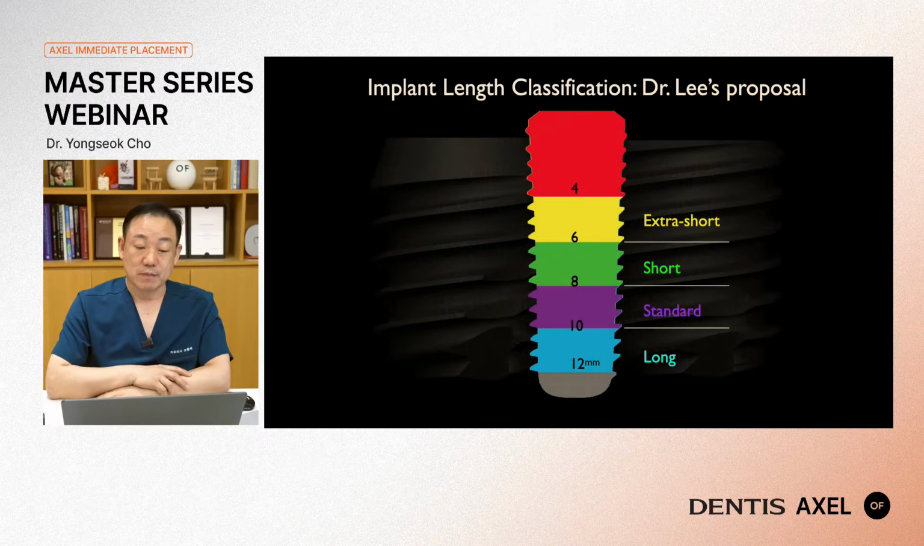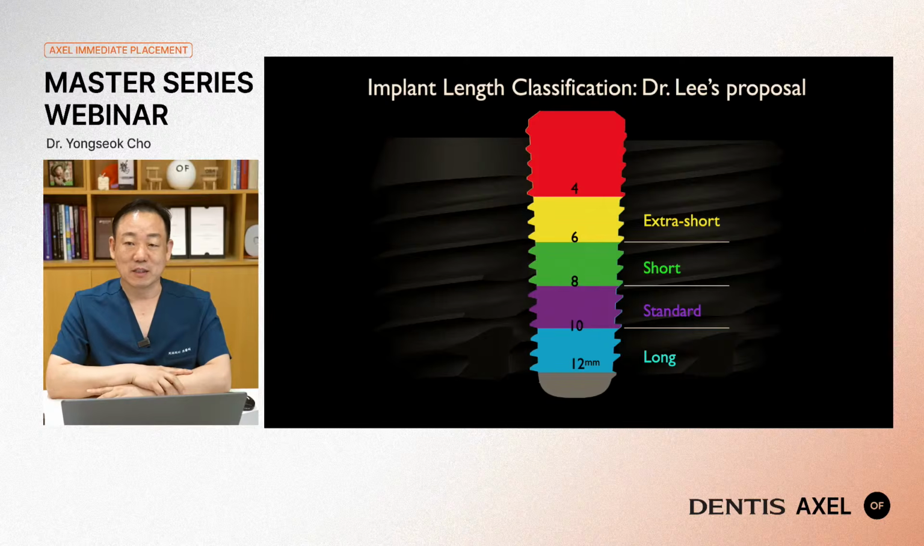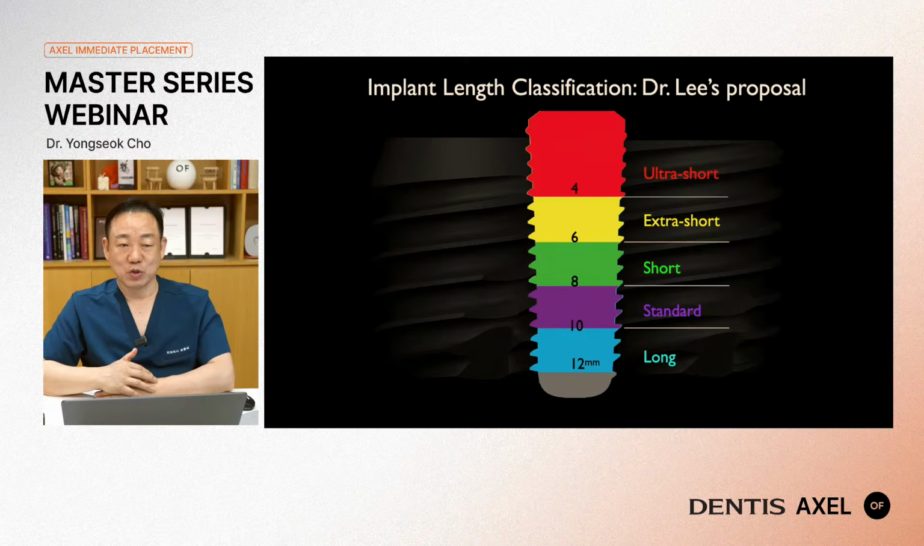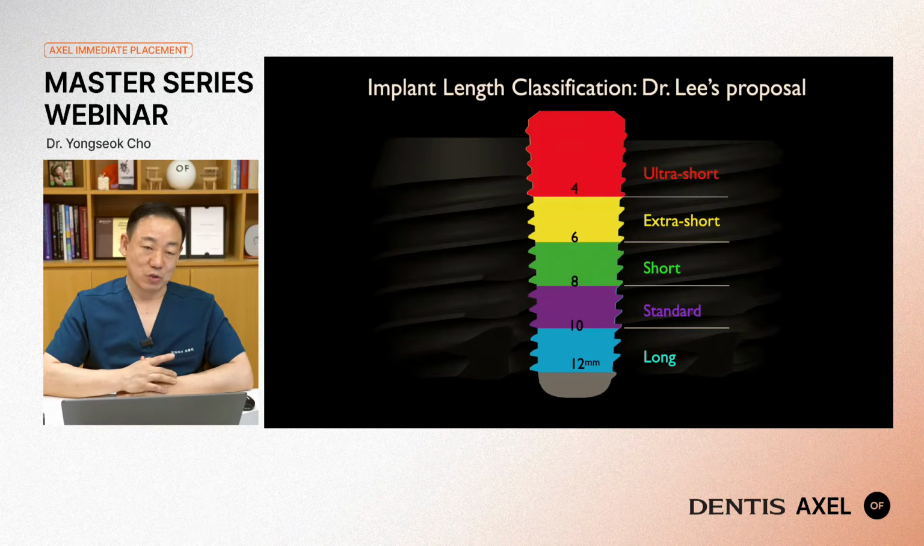This is the classification of implant length, which is proposed by Dr. Lee. Long implant means more than 10 millimeter, and standard 8 to 10, short implant 6 to 8, and extra short is 4 to 6 millimeter. Until now, extra short implant is available. Maybe in the future, ultra short implant, which is shorter than 4 mm, will be introduced, I think, and should be introduced.